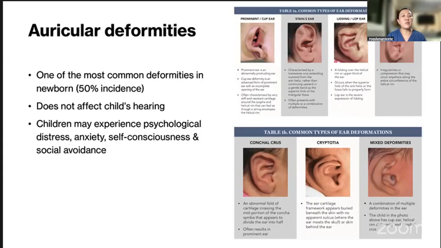Auricular deformities are actually one of the most common deformities in newborns. According to a paper published in Nature in 2024, there is about 50% incidence of auricular deformities, the most common being the helical rim deformity. Any of these types of deformities does not affect hearing. However, when the children grow, they may experience psychological distress, anxiety, self-consciousness, and even social avoidance.